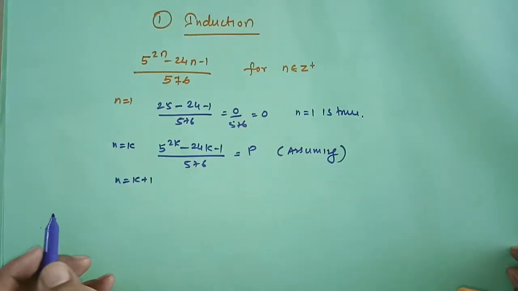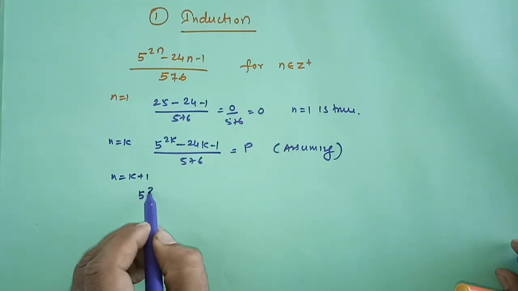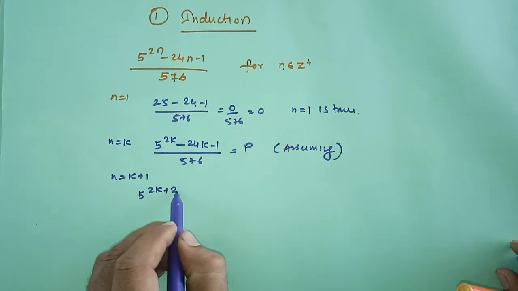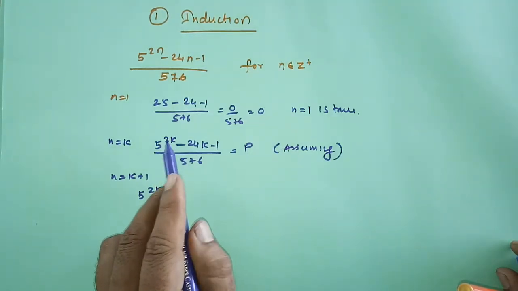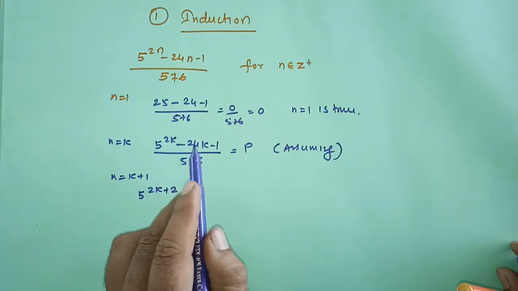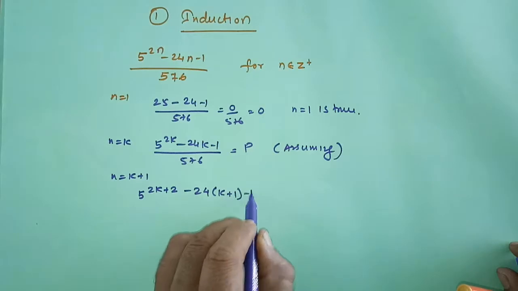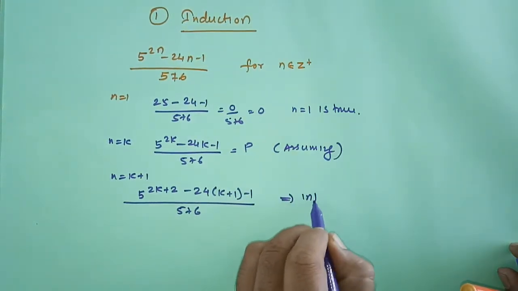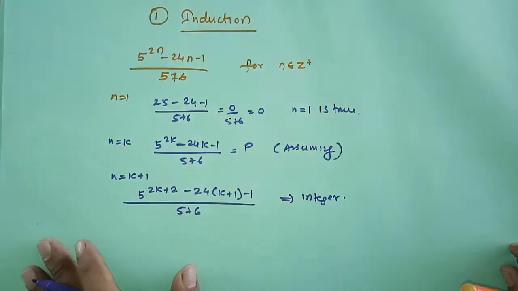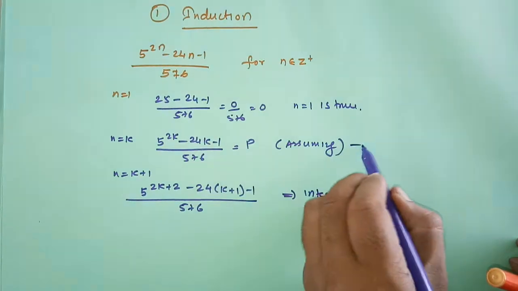So when you take n equals k plus 1, ideally what I should get is 5 to the power of 2k plus 2, because if you replace k with k plus 1 and open the bracket, that becomes 2k plus 2. And this becomes minus 24 times k plus 1 minus 1 over 576. Now this should be an integer. That's what I have to prove. I cannot just directly say that it's an integer, so I have to use my p_k statement.